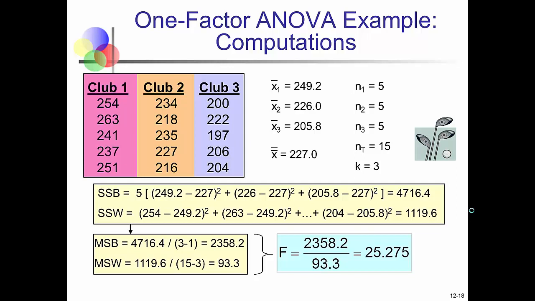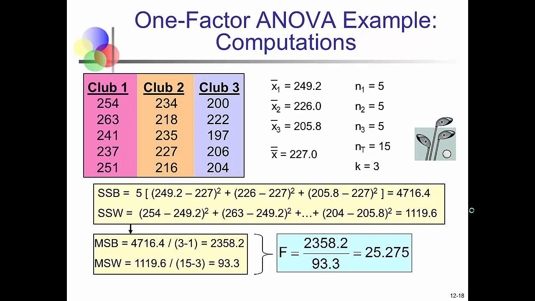The sum of squares between compares the sample mean for club 1 to the grand mean, 249.2 minus 227. We square that and multiply that by 5, plus the sample mean for club 2 minus the grand mean, squared, plus the sample mean for club 3 minus the grand mean, squared. Each of those pieces would be times 5 because the sample size is 5 for each of them, or since they're all 5, we could add those things up first and then multiply by 5. So the variation between is 4716.